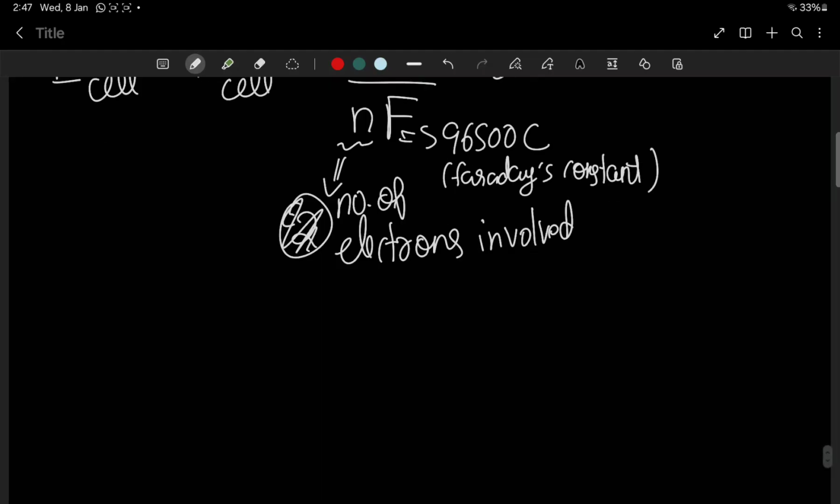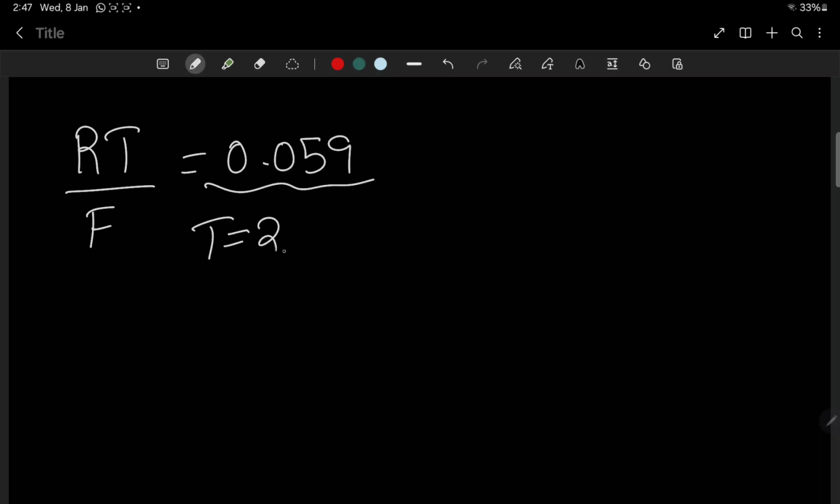And now learn by heart the value for RT by F. It is 0.059 at room temperature. Not 273 Kelvin, T equal to about 300 Kelvin.